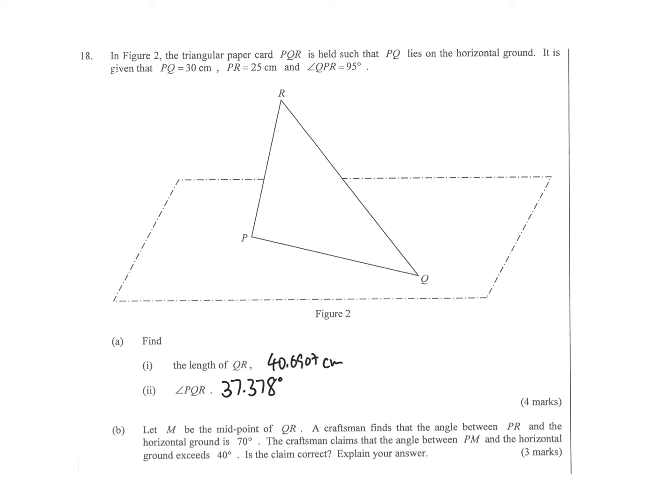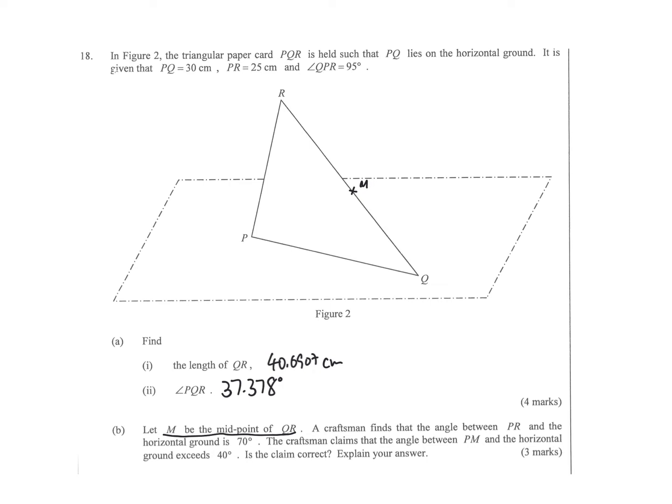To do part B of question 18, 2022 DSE paper 1, we were told that M is a midpoint of QR. So we have a point somewhere along the midpoint of QR, that's M. And then we are also told that the PR line makes an angle of 70 degrees with the horizontal ground.